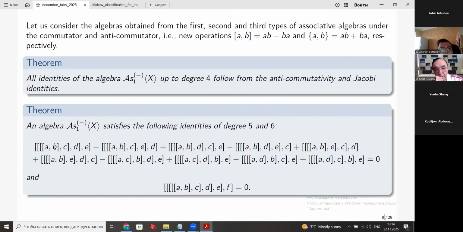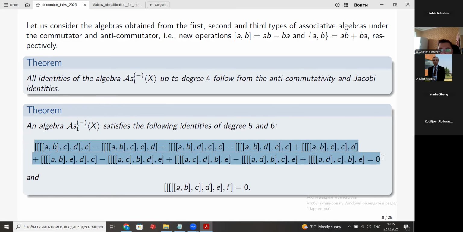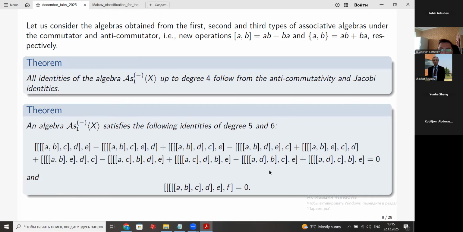I mean the multilinear part. So you see one of the multilinear bases of the free Lie algebra: we fix the smallest generator, that's A, and all other generators we can write in all possible permutations. And you see that as a linear combination of all basis elements, each monomial is a base monomial of the free Lie algebra. So it's a new identity of degree 5.